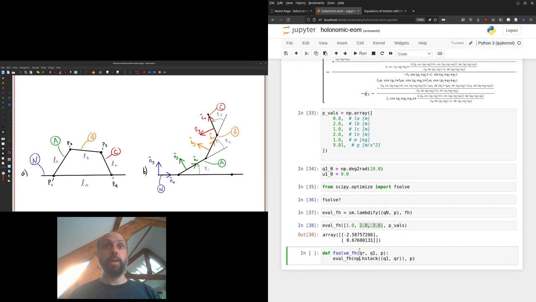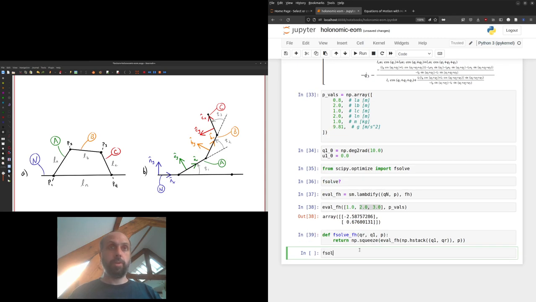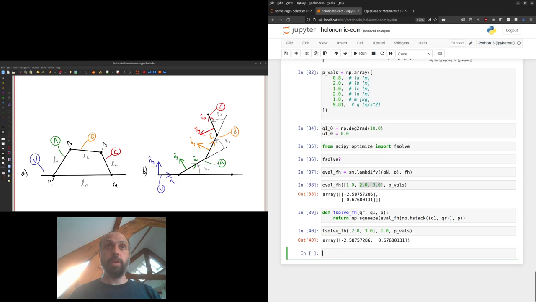So that evaluates that. Let's also squeeze this. So I'm going to return the squeezed version, so we get a 1D array, right? And I create that function, we'll test it. Fsolve fh takes 1.0, if I copy what I had before, it'd be 2.0, 3.0, and then we give it 1.0, and then we give it pvals. And I get the same results there, but now in a 1D array. Okay?